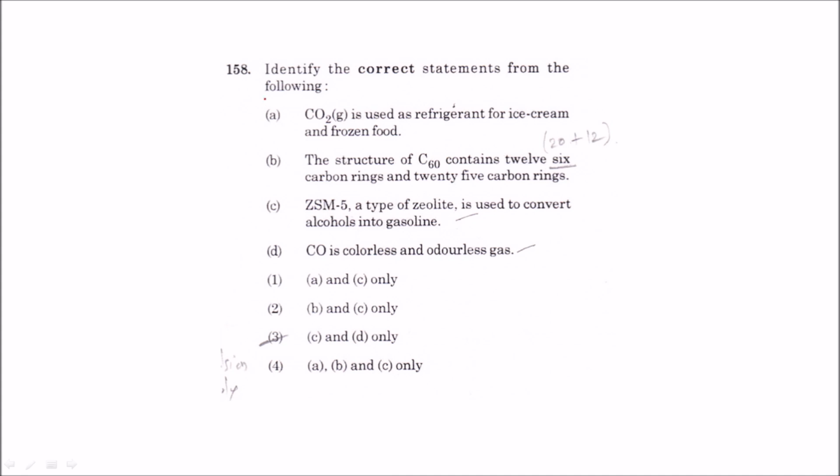158. Identify the correct statements from the following. Okay, the correct statement we can see. Let me take directly here. ZSM-5, this is from surface chemistry, is a zeolite used to convert alcohols into gasoline. That's the correct statement. And carbon monoxide is a colorless and odorless gas. You can see the options C and D. That's the third one. So the right answer for this is option 3.